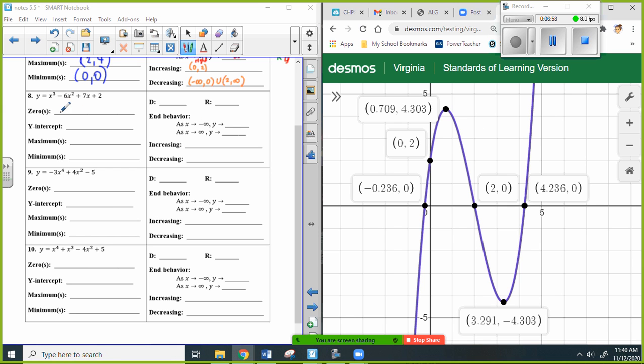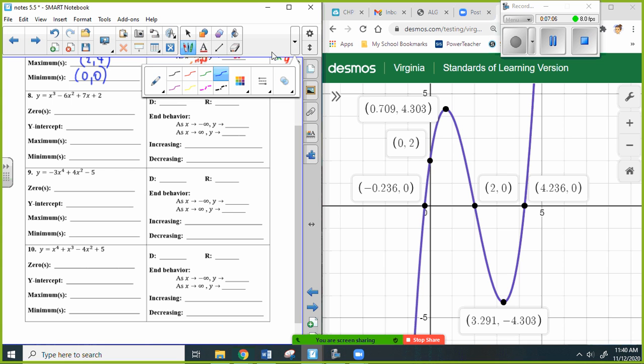All right, so now we're going to come over here, and we've got lots of writing to do. All right, so our zeros. Look at your x-axis. You've got some decimals and a whole number. So we got negative, what, point? Give me a second. All right, we've got negative 0.236. We've got positive 2, and we've got 4.236.